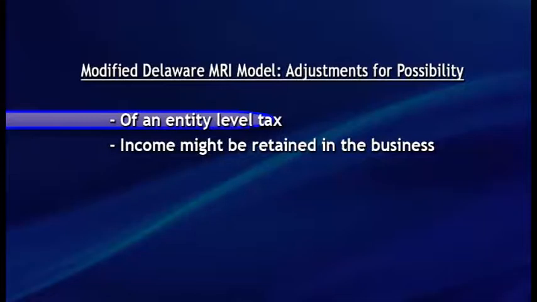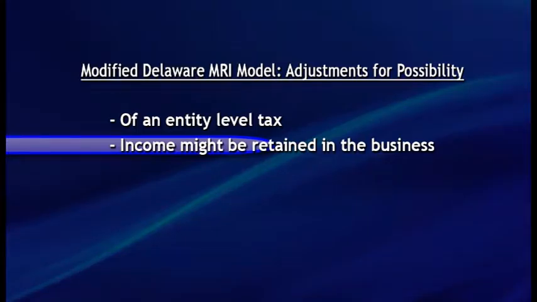The modified Delaware MRI model, which is what I propose is the appropriate way to go about valuing pass-through entities in my book, takes that model and makes some very minor tweaks to take into consideration the possibility that there may be an entity-level tax, because we know that there's entity-level taxes on pass-through entities in New York City, for example, and other localities throughout the country. And also takes into consideration the possibility that income might be retained in the business, either for growth or working capital needs, or for debt service, or for other reasons.